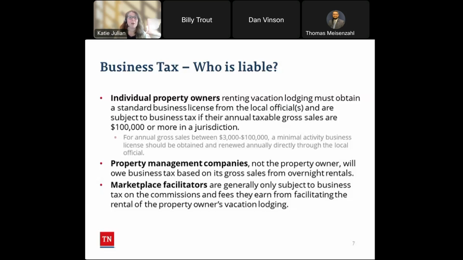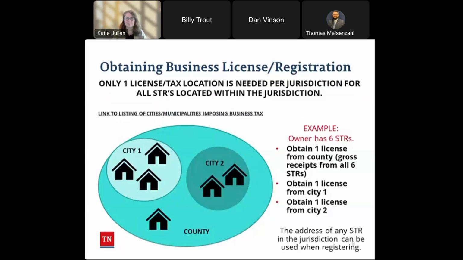But if you use a property management company, they will be liable for the gross sales on their business tax return. Is anybody confused yet? This is why we're doing this today, right? Just to set all this straight, because it can be very confusing, even though we've got a great manual for it now and good resources. This is one of those topics where, especially since it's handled so differently across the different tax types.